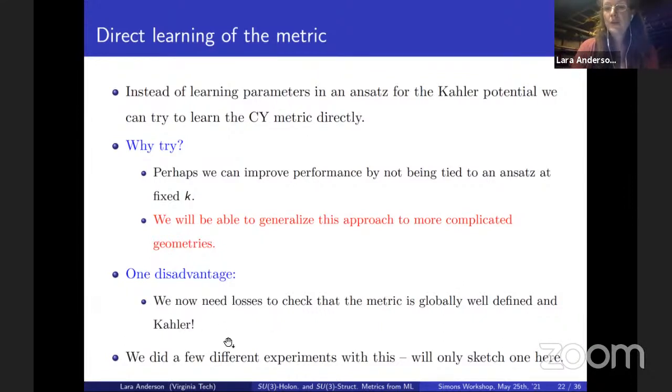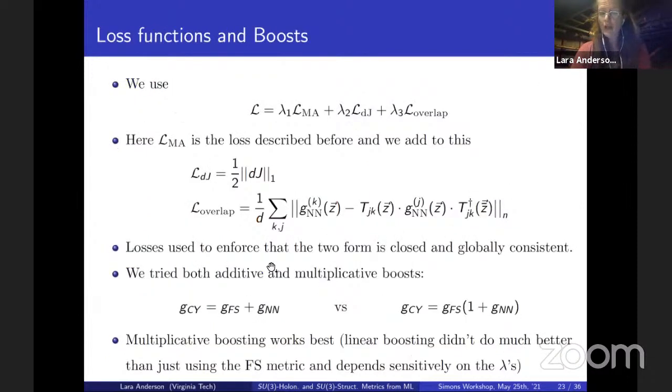So we did a few experiments with this. I am going to sketch only one of those here. The basic idea is that for the loss function, we're going to have different weighted components of loss that the network will try to minimize.